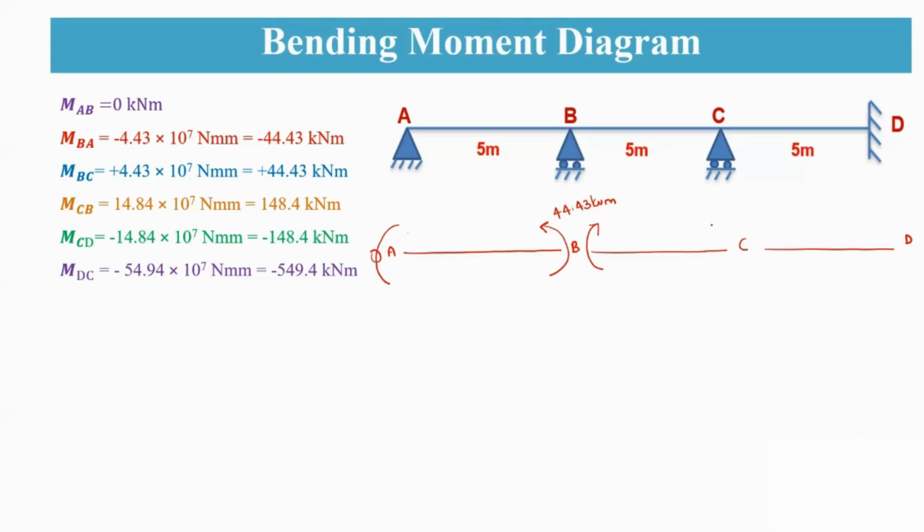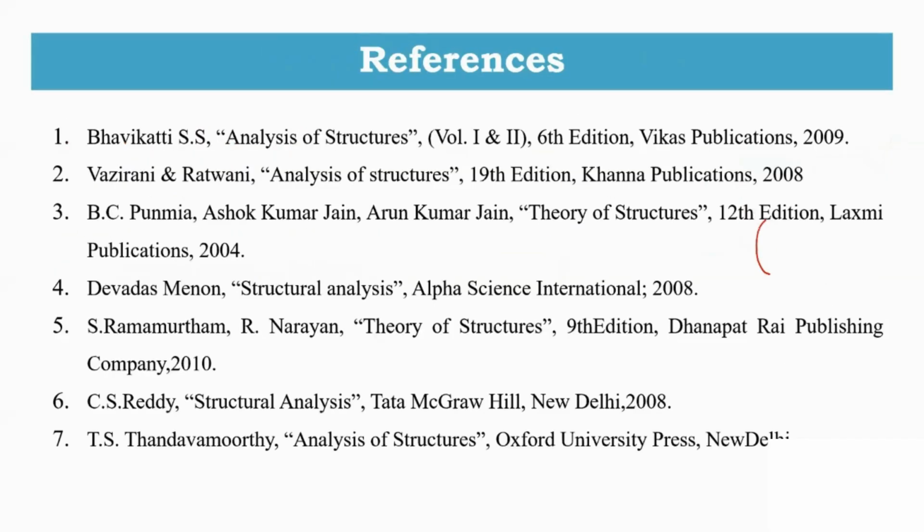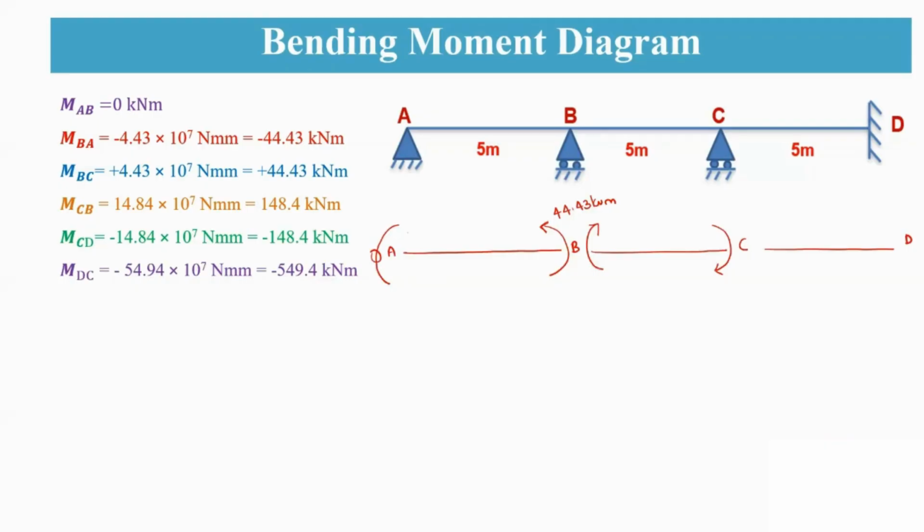And for CB, you're having a positive value, that means clockwise direction. For CD, you're having a negative value, so that means anti-clockwise direction, which is of 148.4 kilonewton meter. Coming to DC, you're having an anti-clockwise direction, so that is a negative value, 549.4 kilonewton meter.